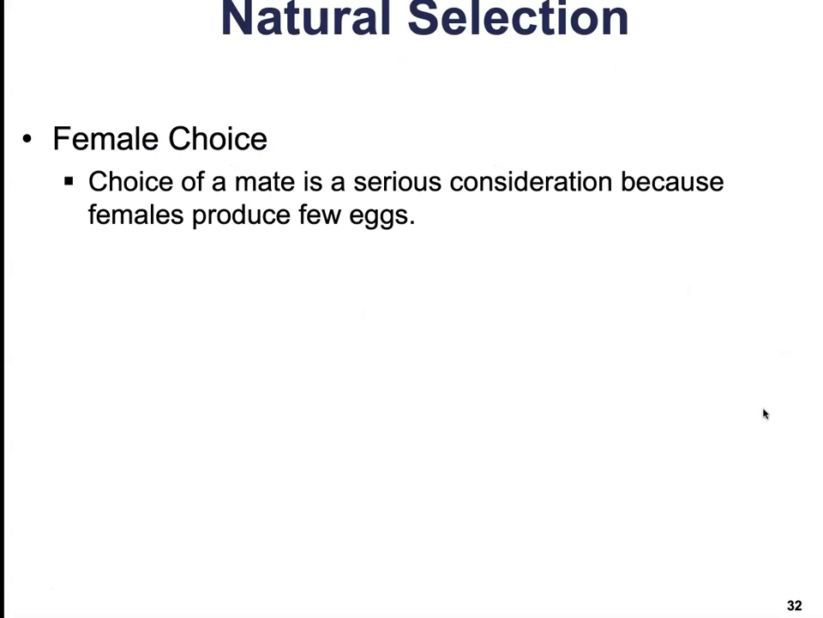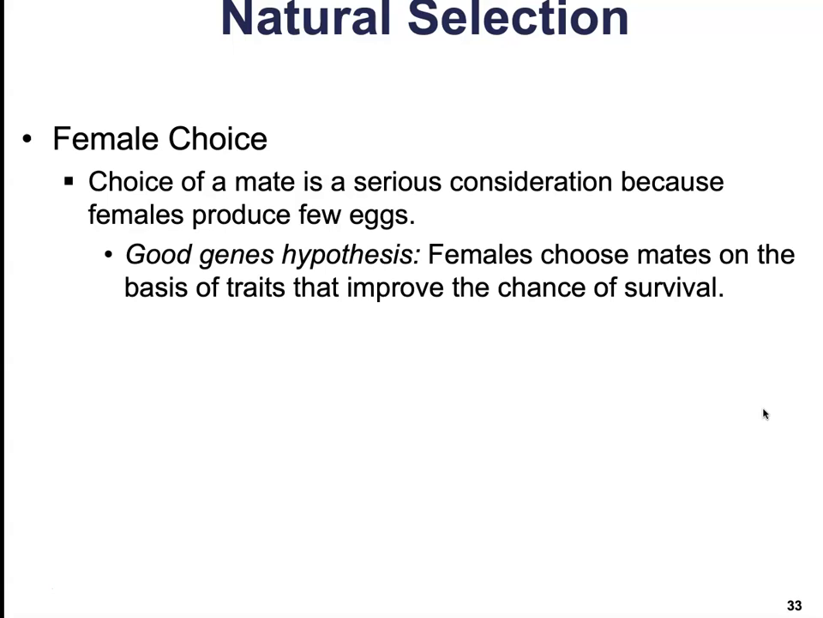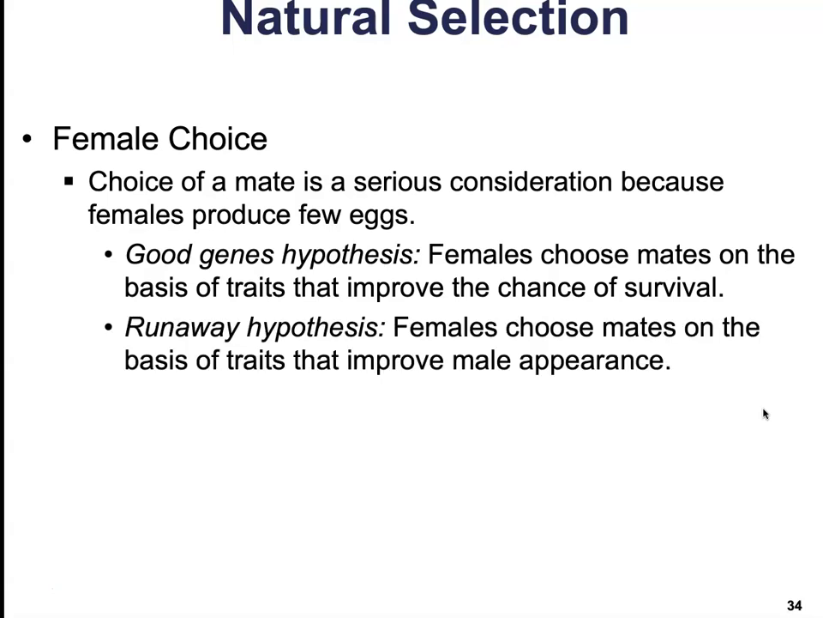So female choice, we're going to talk just a little bit about that. Choice of a mate is a very serious consideration because females tend to produce few eggs, at least in comparison to the number of sperm that males produce. So there's a couple of hypotheses that hypothesize how females go about coming up with their choice. There's the good genes hypothesis, the idea that females choose mates on the basis of traits that improve the chance of survival. There's also the runaway hypothesis, the idea that females choose mates on the basis of traits that improve the male's appearance.